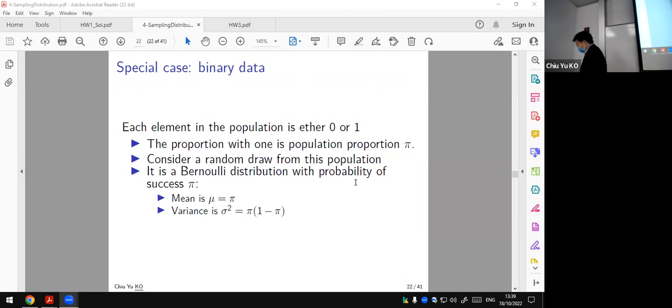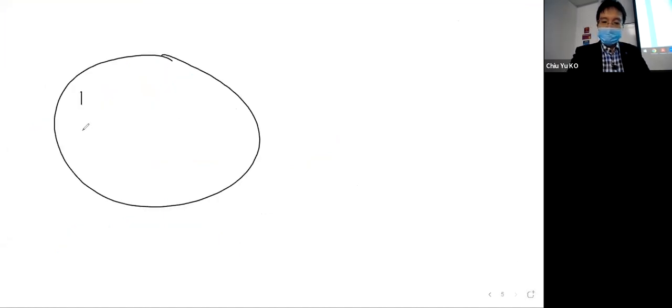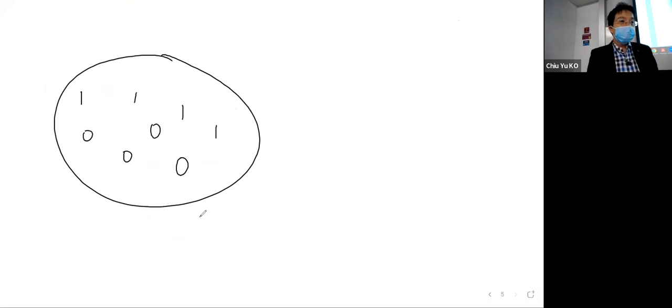Now, one thing that we probably want to look at in business applications is binary data. We try to ask whether you like the product or not, whether you have a pet or not. So this is yes or no, success or failure, and this is very important. Basically, we restrict to a special case where we have a population with a bunch of 0s and 1s. Suppose they ask, do you like cats or do you like dogs? Then yes is 1, no is 0.